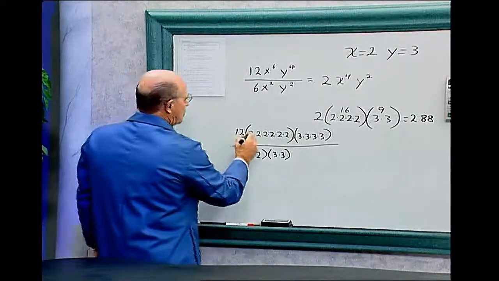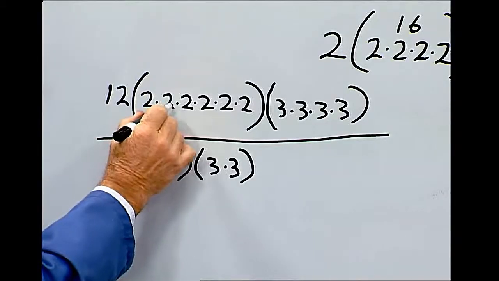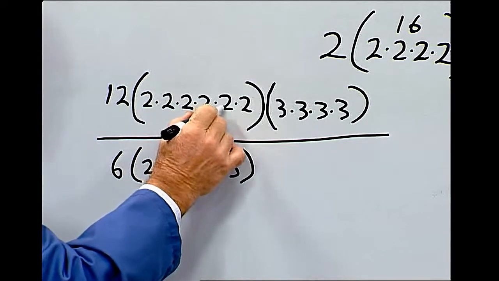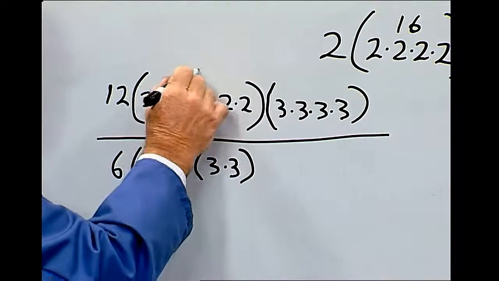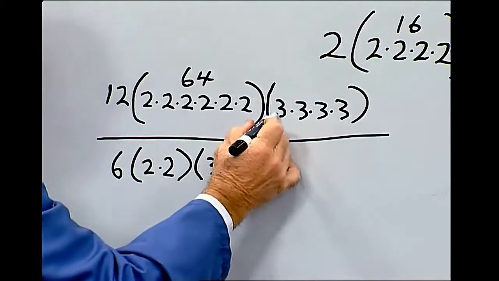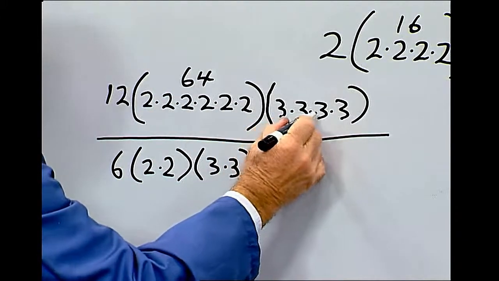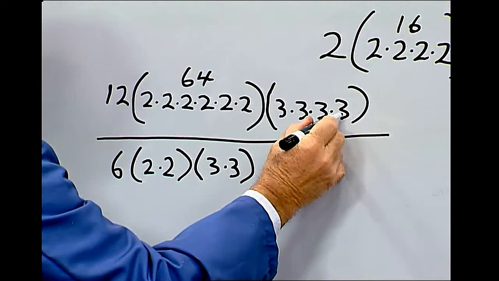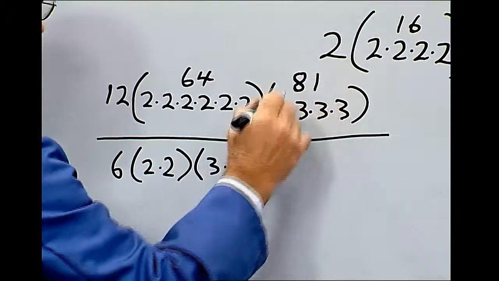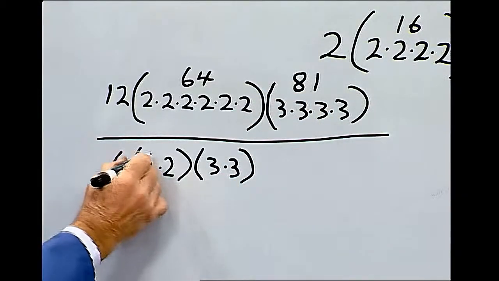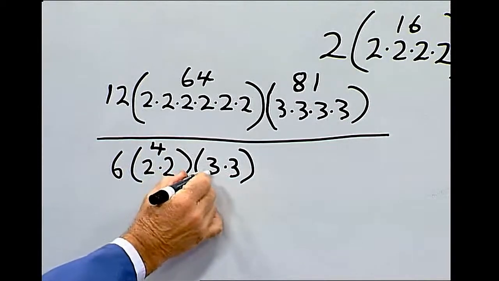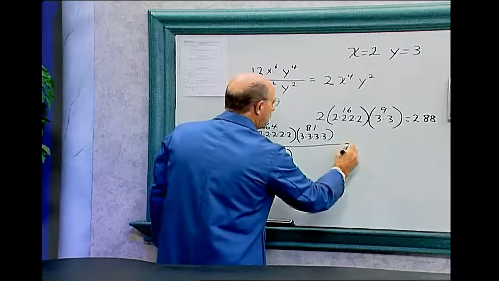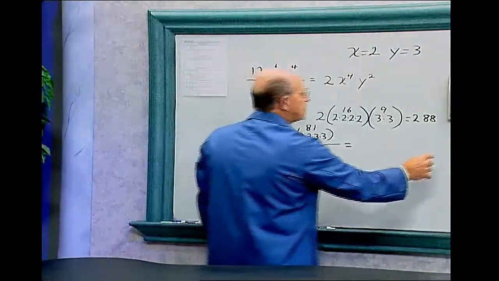Let's do the math. 2 times 2 is 4, times 2 is 8, times 2 is 16, times 2 is 32, times 2 is 64. 3 times 3 is 9, times 3 is 27. 27 times 3 is 81. 2 times 2 is 4. 3 times 3 is 9. So let's go to the calculator.